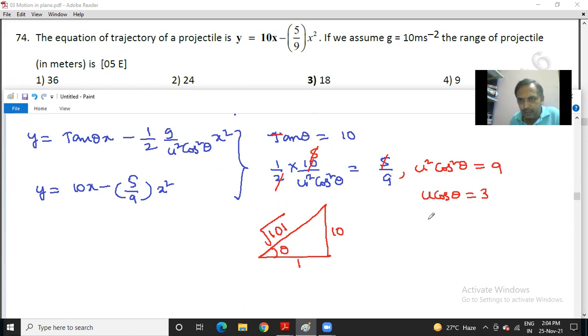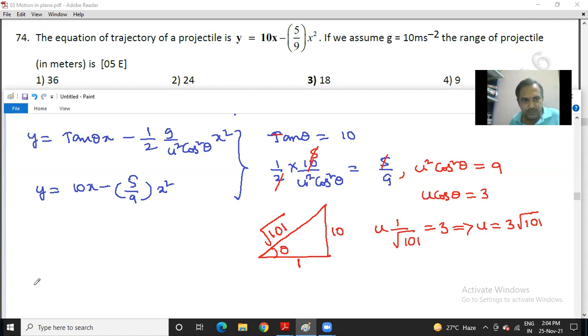Now, let us find out u first. u into cos theta, adjacent is 1, hypotenuse is root 101. So u by root 101 is equal to 3. Then u will be equal to 3 root 101.